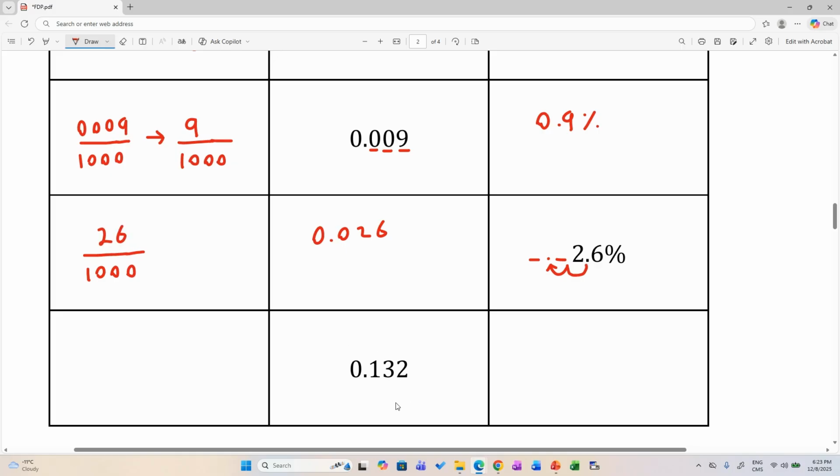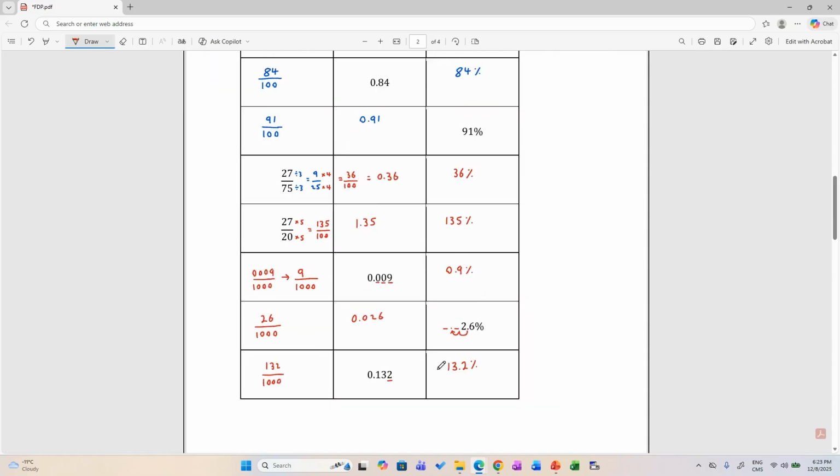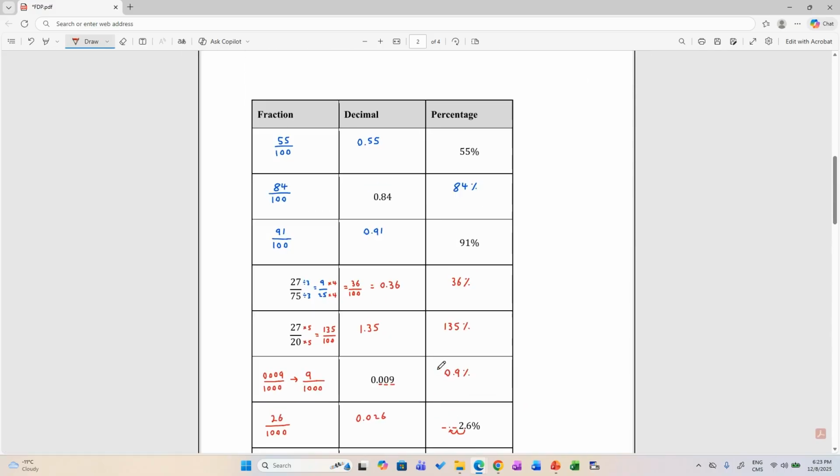Great. Now I got 0.132. Since 2 is in the thousandths place, this is going to be over 1,000. And I'm simply going to write 132. I could write 0.132, but at this point, I'm just going to simplify and write 132 over 1,000. Then if I change this to a percent, I simply move the decimal 2 places to the right and add a percent symbol. So I'm going to get 13.2%. And that's it for my final fractions, decimals, percent question.